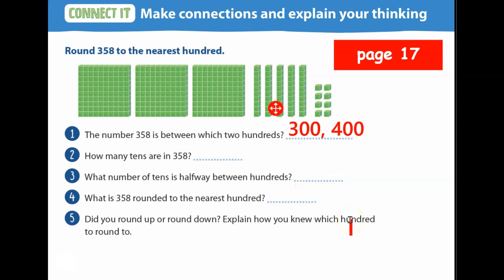How many tens does 358 have? So these are tens right here. How many of these does it have? 5. 5. Good. Okay. One number of tens is halfway between hundreds. Yeah, the 5. 5 tens. The 50. So what is 358 rounded to the nearest hundreds? What do you think? 400. Yeah.